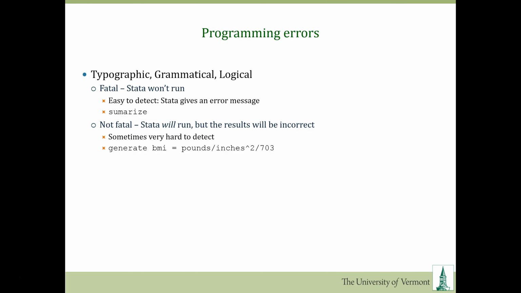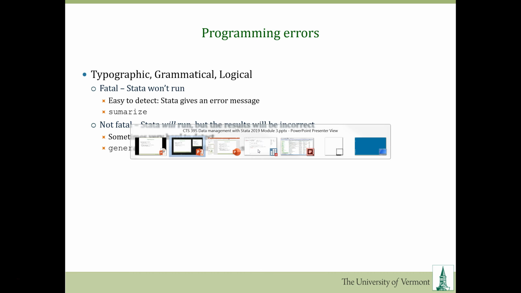Non-fatal errors are a little bit trickier. Stata will run, but the results will be incorrect. Sometimes these are very hard to detect. For instance, this command, generate BMI is equal to pounds divided by inches squared, up to the second power, divided by 703, the correction factor for imperial units, has a subtle error in it. And that error is that this division should be a multiplication. Let's type it into Stata and see what happens.